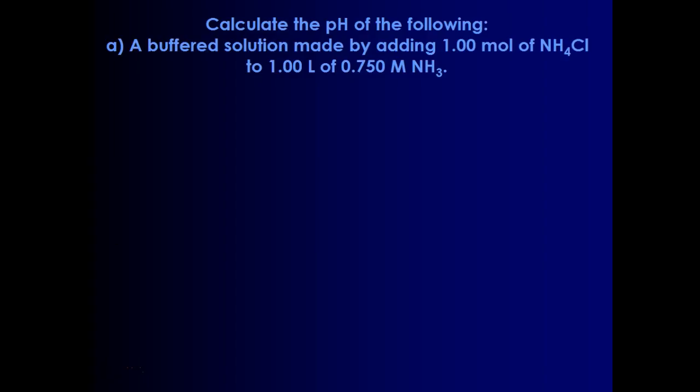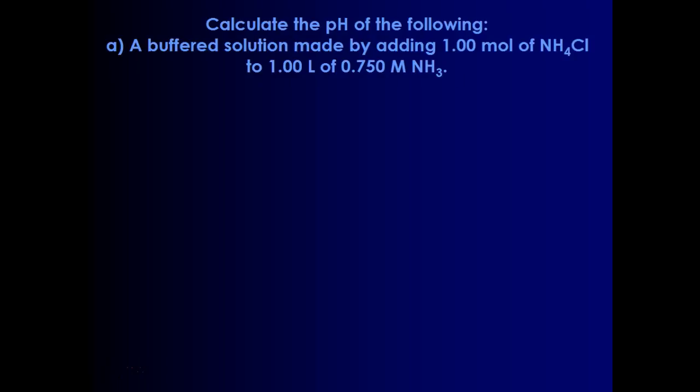So we're going to calculate the pH of a buffered solution made by adding 1 mole of ammonium chloride to 1 liter of 0.75 molar ammonia. Okay, we don't have to do stoich this time because ammonium is the conjugate acid of ammonia, so those are not going to react together. They're both weak. We need to have something strong to neutralize the weak base before we would have to do the stoich part. So we can go ahead and go straight into our Henderson-Hasselbalch equation.